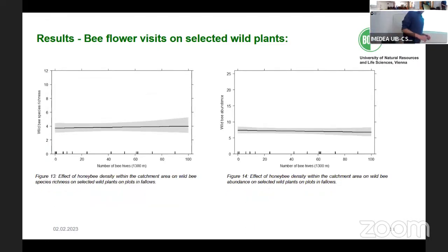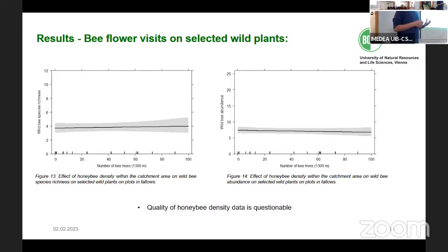Yeah, no effect of honeybee density on wild bee species richness and wild bee abundance was found. But in order to discuss this a little bit, I have to question the quality of my honeybee density data. I was doing the field mapping within my catchment areas, and a circle with a radius of 1,300 meters is quite big. And so it took me almost a month to finish it. And also, maybe I haven't found all of those apiaries located there.